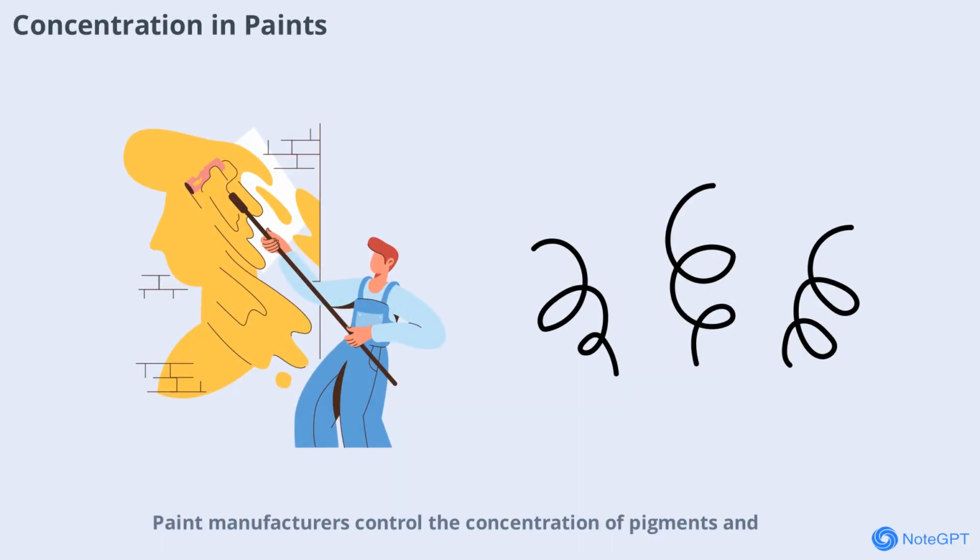Paint manufacturers control the concentration of pigments and binders to achieve the desired color and consistency. Accurate concentration ensures that paints cover surfaces evenly and last longer, providing both aesthetic and protective benefits.